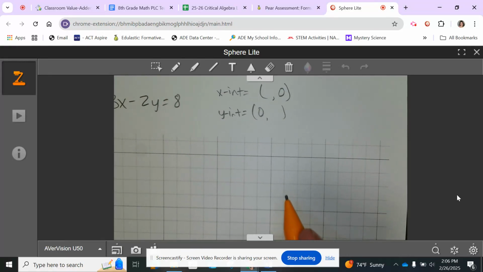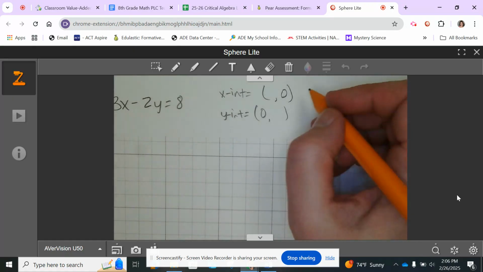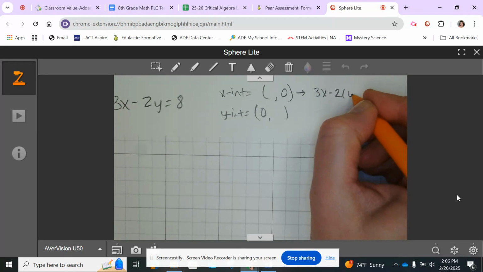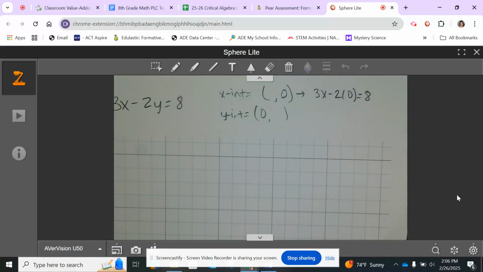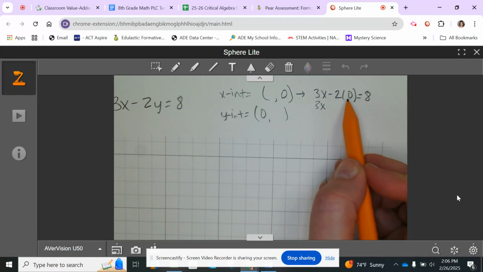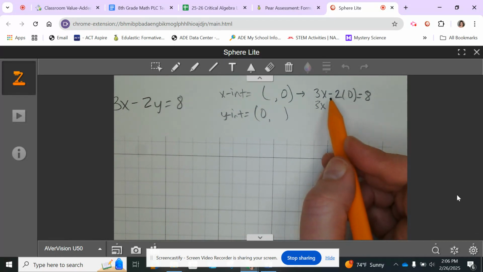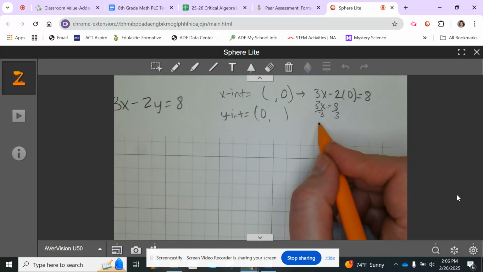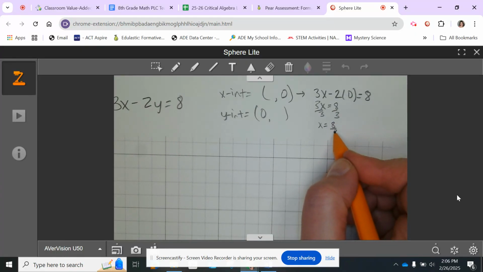So if I find my x-intercept first, I'm going to plug in 0 for y and simplify. So this would be 3x minus 2 times 0, which would just be minus 0. So we get 8. Divide both sides by 3. So x equals 8/3.